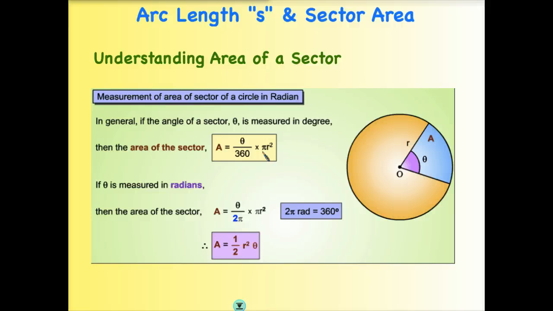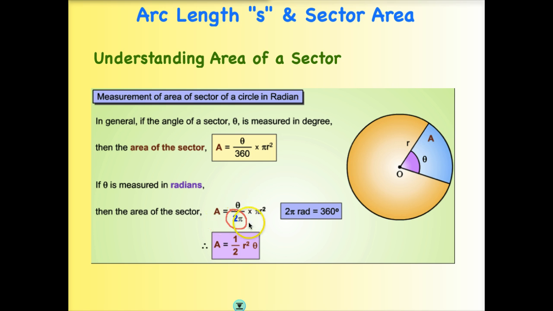But now we're working with radian measure. So if theta is measured in radians, then we have a different formula. So here's how it's derived. Instead of 360 degrees right here, we now have 2 pi as the distance around. So we're going to say that theta divided by 2 pi is the new fraction times pi r squared.